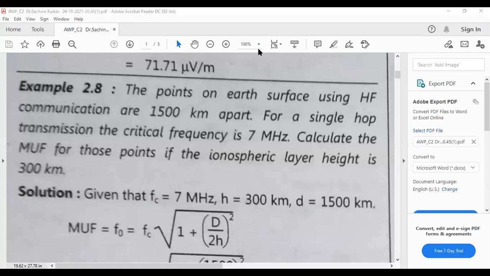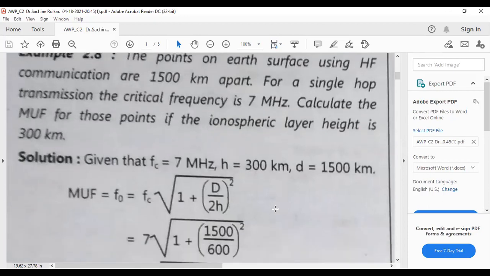In all cases, what is given here: the points on the Earth's surface using HF, high frequency, communications are 1500 kilometers apart. It means the distance, denoted by D, is 1500 kilometers, whereas the height is 300 kilometers, which is given in the numerical. The critical frequency is 7 megahertz. What you need to calculate here is the MUF for those points, in the ionosphere layer.